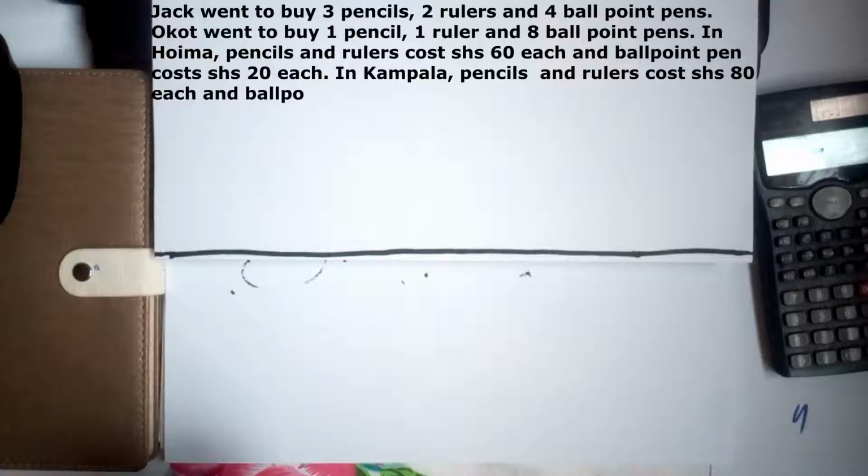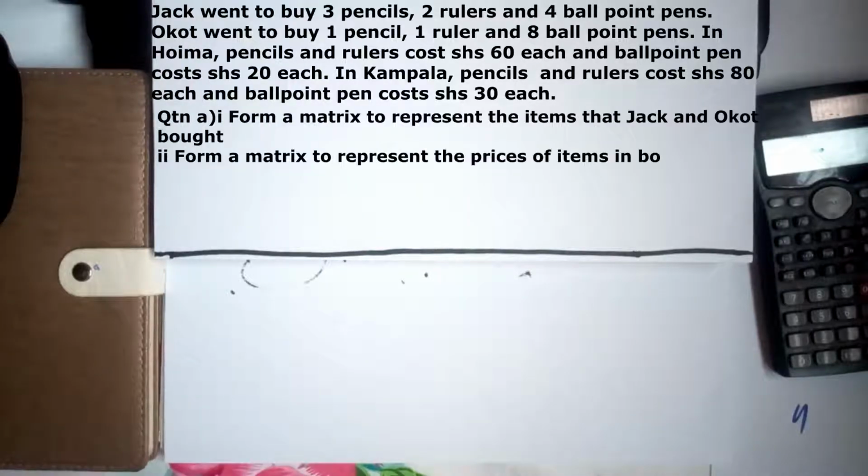Jack went to buy 3 pencils, 2 rulers and 4 ballpoint pens. Okot went to buy 1 pencil, 1 ruler and 8 ballpoint pens. In Hoima, pencils and rulers cost shillings 60 each and ballpoint pens cost 20 each. In Kampala, pencils and rulers cost shillings 80 each, meaning that in Kampala the pencils and rulers are at the same price.